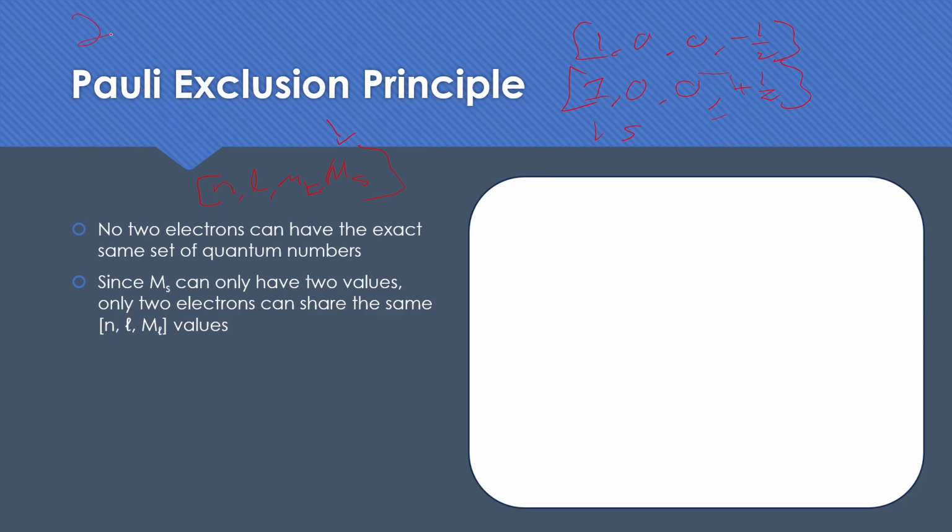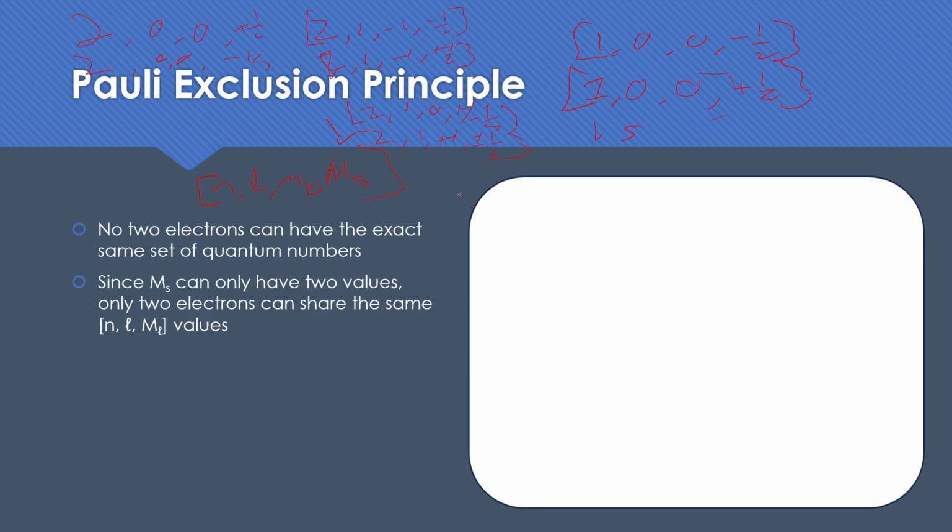So the next thing I'm going to go to is 2s: 2, 0, 0, plus 1/2, 2, 0, 0, minus 1/2. Okay, now that one's full. Now we go to 2p: 2, 1, negative 1, minus 1/2, 2, 1, negative 1, plus 1/2. So there are 2 electrons in one p orbital, the negative 1. And then 2, 1, 0, plus or minus 1/2. And 2, 1, plus 1, plus or minus 1/2.